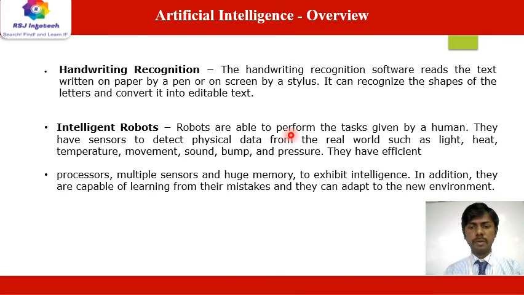And intelligent robots. Robots are able to perform tasks given by humans, and for example we have intelligent airlines also. How do they perform? Sensors detect physical data from the real world, such as light, heat, temperature, movement, sound, bump and pressure, and based on that they perform. They have a processor, multiple sensors and huge memory to exhibit intelligence. In addition, they are capable of learning from their mistakes and adapting to a new environment. Whenever a mistake is made, it learns from it so that it will not happen again, and when the same operation comes, it executes the particular task correctly.